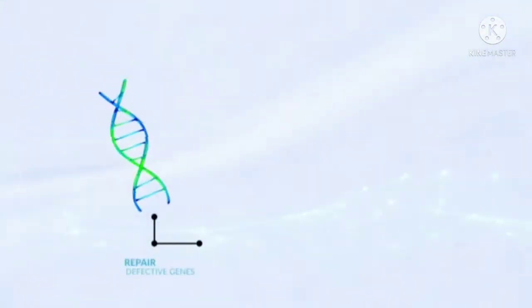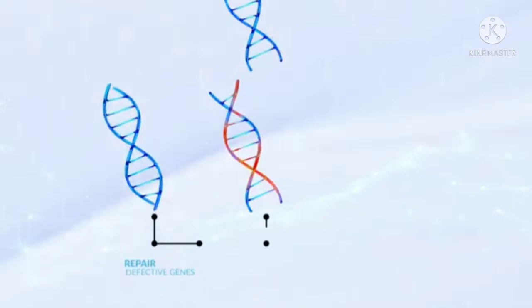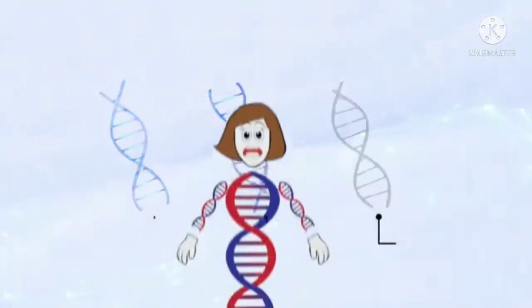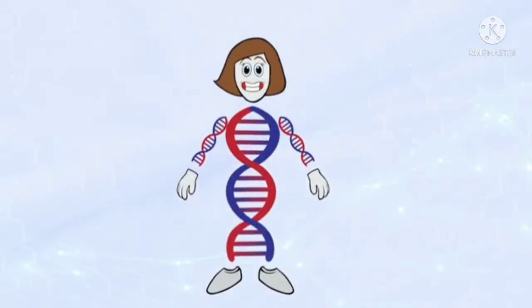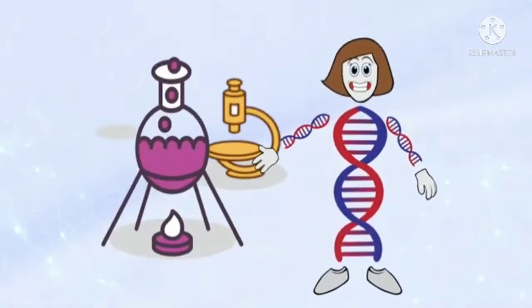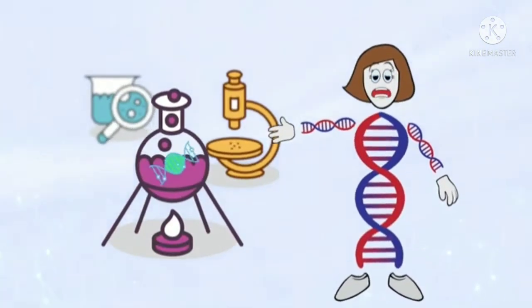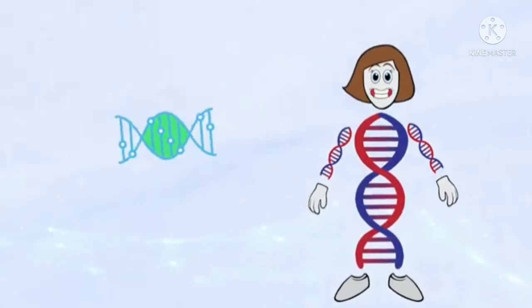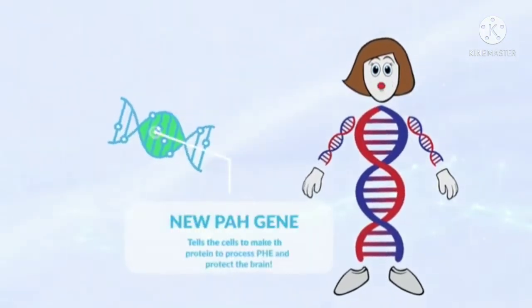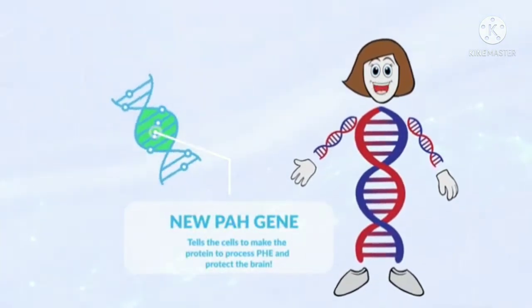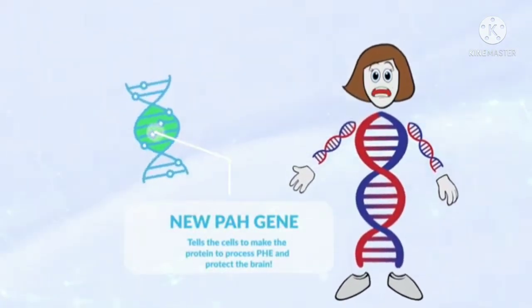In gene therapy, scientists can repair a defective gene, add a new gene to fix the problem, or even turn off a problem gene. For PKU, scientists are working on introducing a brand new PAH gene. The PAH gene is made outside the body in a lab, and then it's transferred into the body to replace the mutated PAH gene. This new PAH gene will tell the cells to make the protein that will process Phe and help protect the brain.